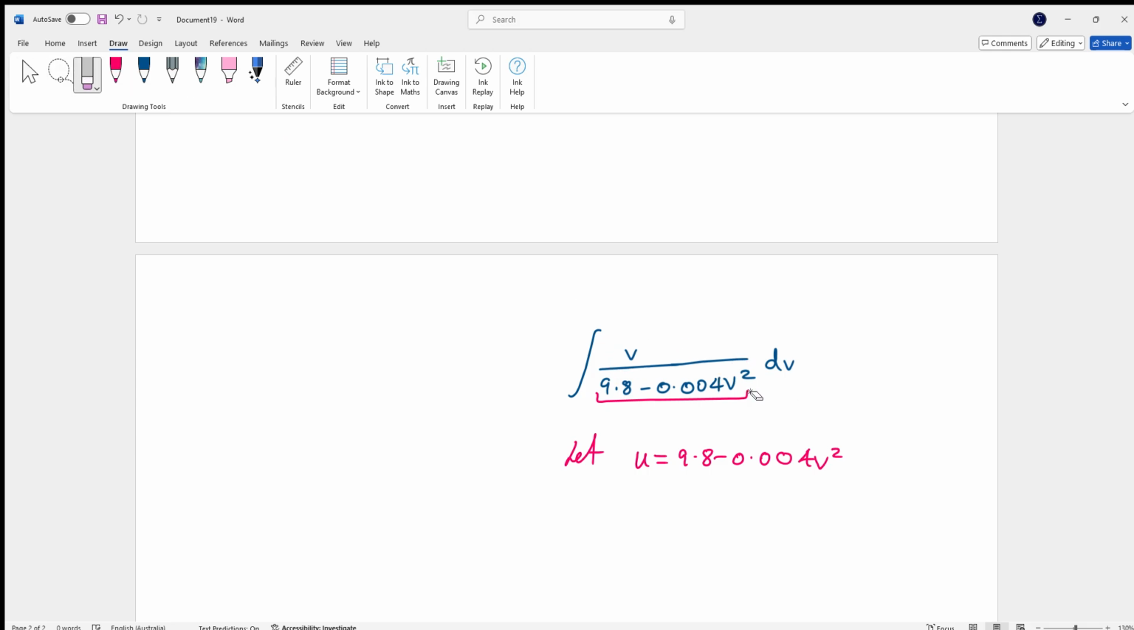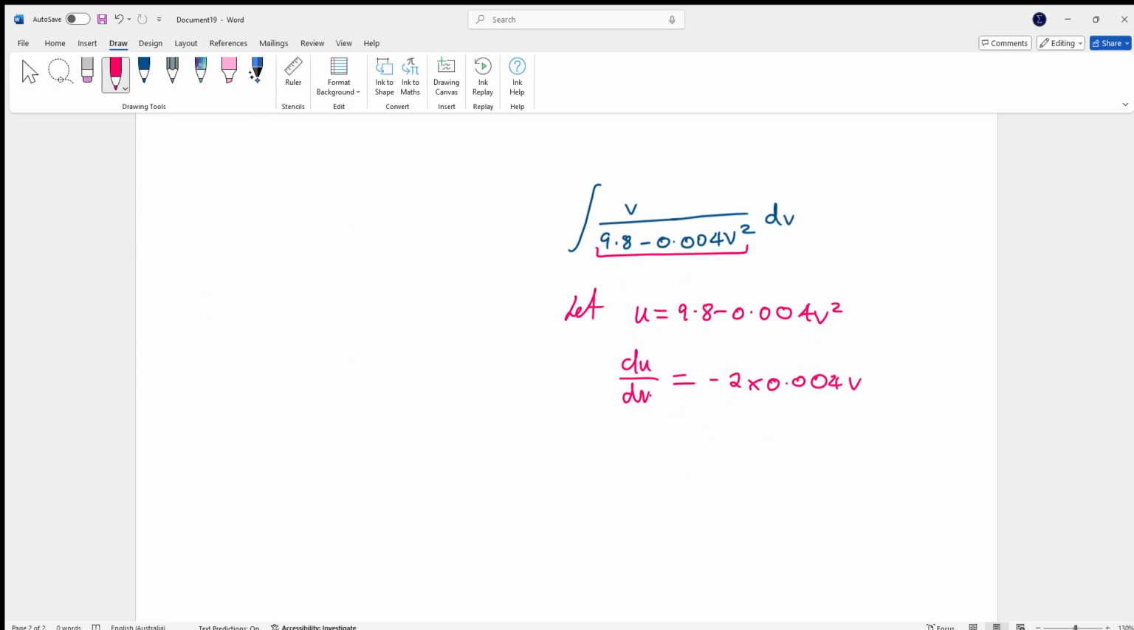So here, when we're looking for du/dv, if I differentiate this, we bring the 2 down the front, so we have negative 2 times 0.004 v. Then we want pretty much the dv by itself, so you multiply both sides by dv, and then divide both sides by this term. So you get dv equals du over negative 2 times 0.004 v.